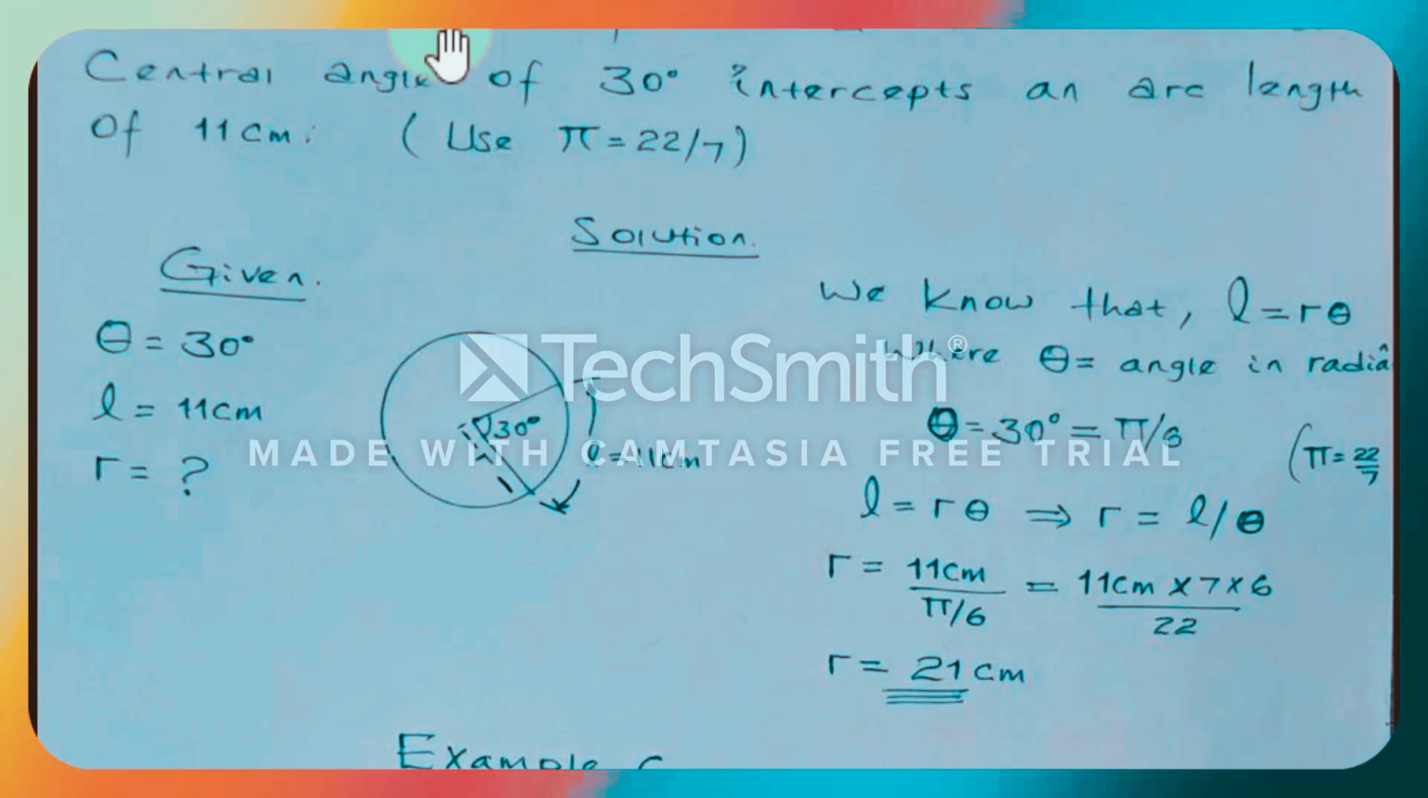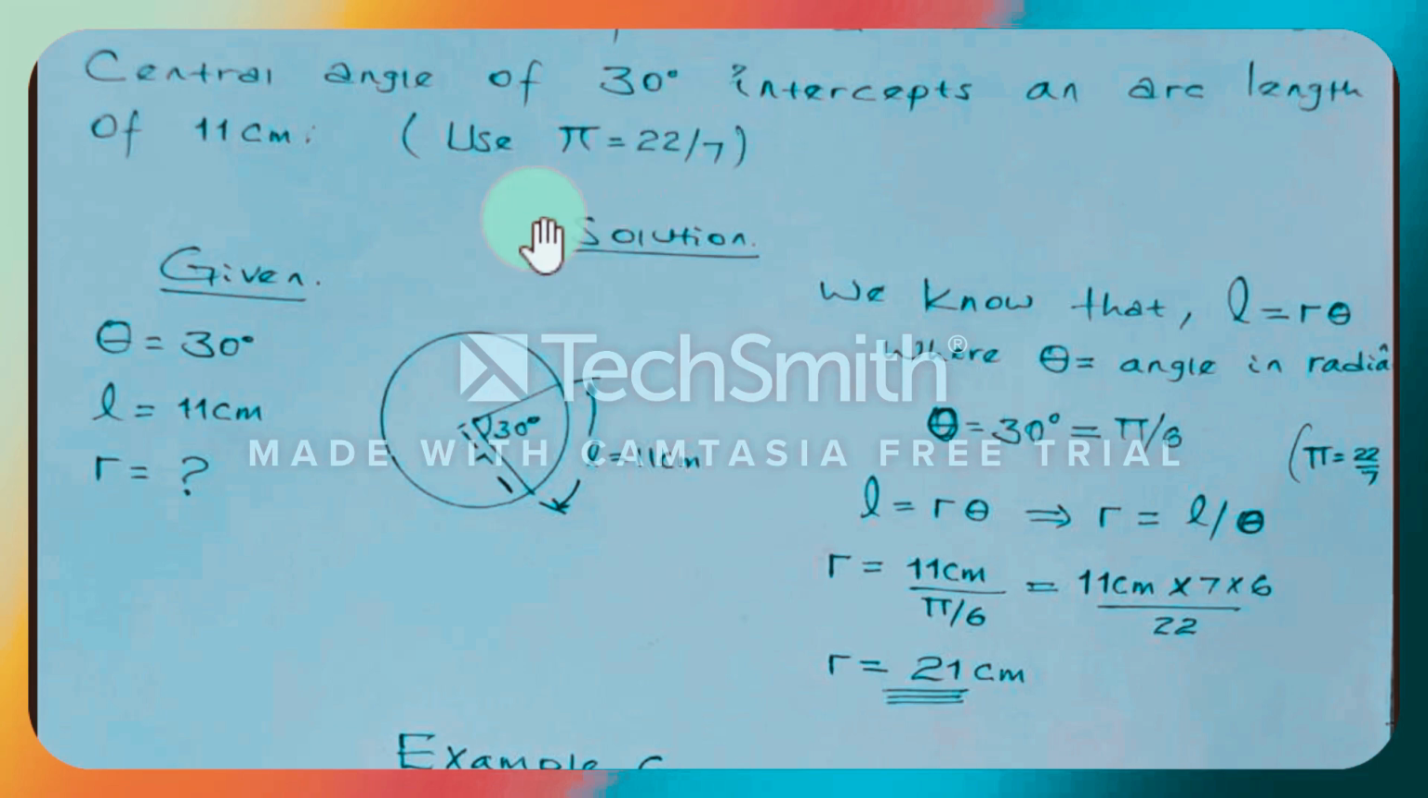ሌላው የምናየው መጽሐፋችሁ ላይ ያለ ኤግዛምፕል ነው። ኤግዛምፕል 4 ግን እዛ ጋር አሰራሩ እዚህ በተሻለ ሁኔታ እዚህ ጋር ስለተሰራ ኮምፔር አድርጉት። እስቲ ይሄን ጥያቄ ነው find the radius of the circle in which a central angle of 30 degree intercepts an arc length of what? 11 centimeter. Here use the approximate value of pi which is 22/7.